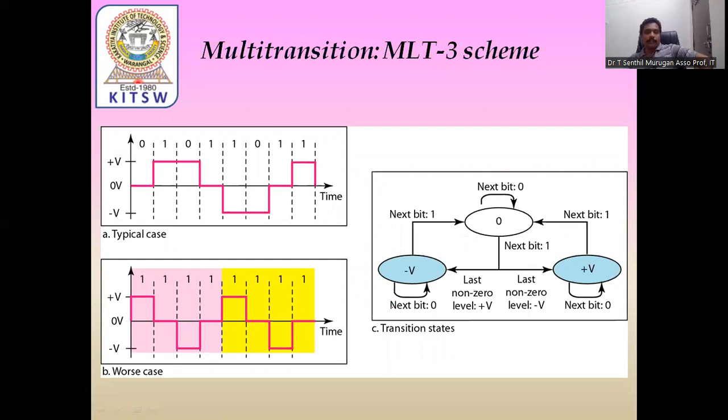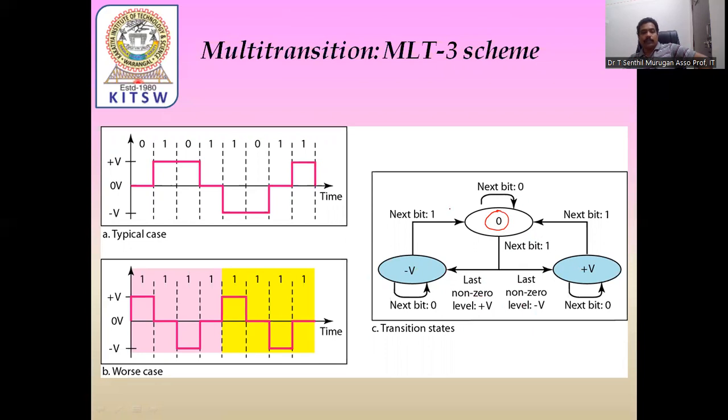Multi-transition method. Okay. So there is a typical case and a worst case given. First, the initial voltage is 0. 0 means 0 voltage is given. The next bit is 1, and the current bit is 0. Okay, what is the next bit? The next bit equals 1. If the next bit is 1, it will check the last non-zero level. If the last non-zero level is positive, what will it do? It will go for negative voltage. If the last non-zero level is negative, then it will go for positive voltage.